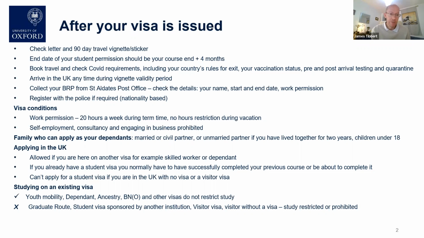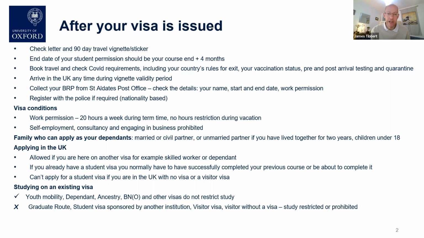So the next section was applying in the UK. So there are some conditions here if you want to apply for your visa within the UK. So the first example might be because you're already in the UK on another visa. So for example, you've got a job and you're here as a skilled worker, or you came with a spouse or partner and you're on a dependent visa. So the conditions are that you could apply in the UK for a student visa if there's not a gap of more than 28 days between the visa expiring and your course starting.